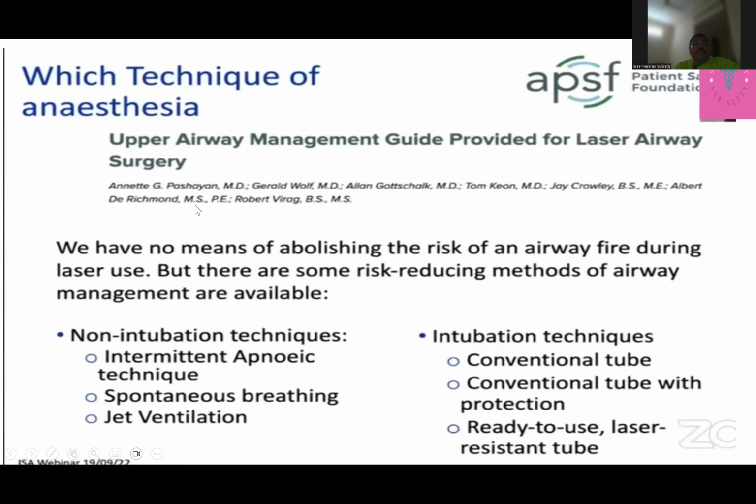One published article is an upper airway management guide for laser surgeries. They conclude that we have no means of abolishing the risk of an airway fire during laser use, but there are some risk reducing methods of airway management available. That is non-intubation techniques: intermittent apnea technique, spontaneous breathing and jet ventilation; and intubation techniques: conventional tubes, conventional tubes with protection, and ready to use laser resistant tubes. If you use intubation, then you have to use conventional tubes or a ready to use laser resistant tube so that we can reduce the complications.